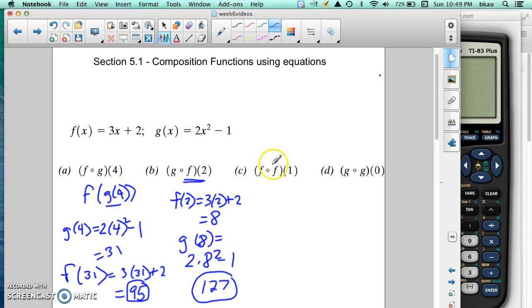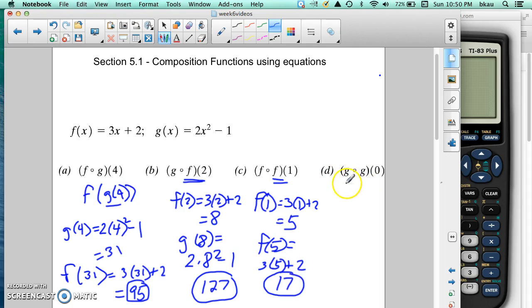Now in the last two examples, we're going to evaluate the same function twice. So we're going to do f of 1 first. So we're only needing this function here in this example. So we're going to do 3 times 1 plus 2. That's going to give us 5. And then we're going to evaluate the function for 5 now, because we just did this part of the function and got 5. Now we're going to evaluate f again with 5. So that's 3 times 5 plus 2. So that's 17 for this one.